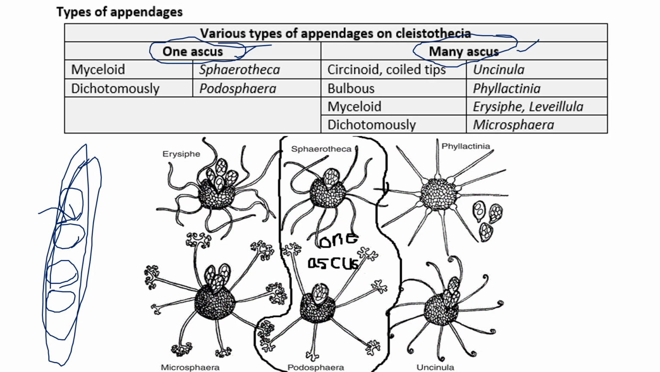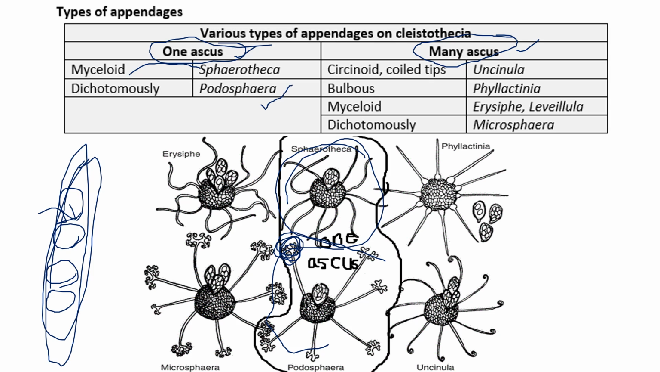These are all the cleistothecial appendages. So with one ascus, mycelioid appendages: the example is Phyllactinia, no, Parthenocissus, sorry, Erysiphe-type; this is a one ascus mycelioid appendage, Sphaerotheca. Dichotomously branched appendages: Sphaerotheca. We can see here dichotomous branches. So dichotomously branched appendages in one ascus is Podosphaera. They have asked in the previous one: dichotomously branched with one ascus is Podosphaera.